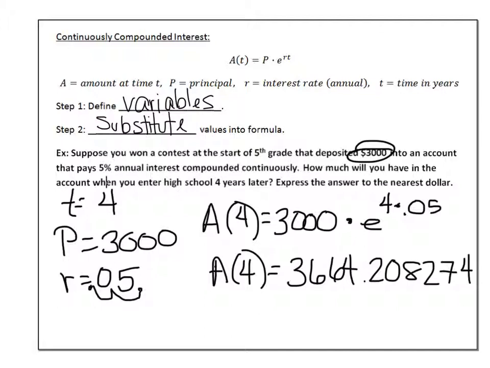Now, because we're talking about money, and it also told us in the directions to round it to the nearest dollar, that means we're rounding it to where the 4 is. So I look at the number behind it, which is a 2. A 2 tells us to stay the same. So the amount in the account after 4 years would be 3,664.